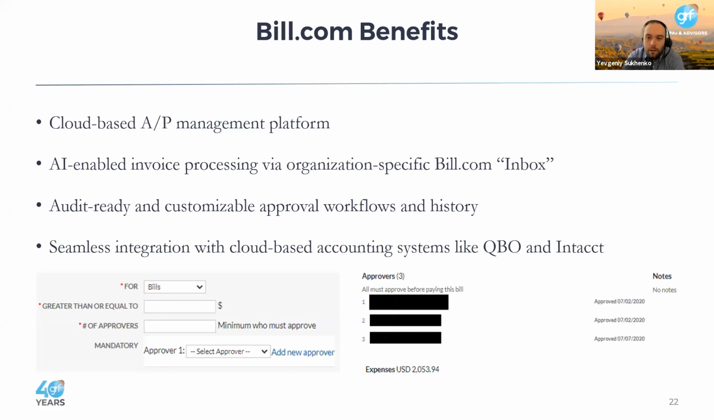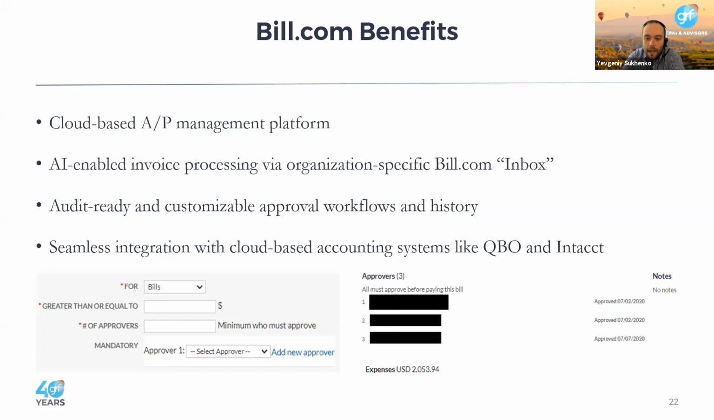And where it becomes particularly helpful is Bill.com has been and continues to improve their artificial intelligence capabilities. With every customer signing up for Bill.com, they get a dedicated what's called an inbox. That's similar to many of you, I'm sure, who have a dedicated email address where you instruct your vendors to send their invoices to. So similar concept with Bill.com, you get a customized email address. It's going to be an @Bill.com. A lot of our clients basically have the name of the organization, AP@Bill.com. That now becomes your inbox.